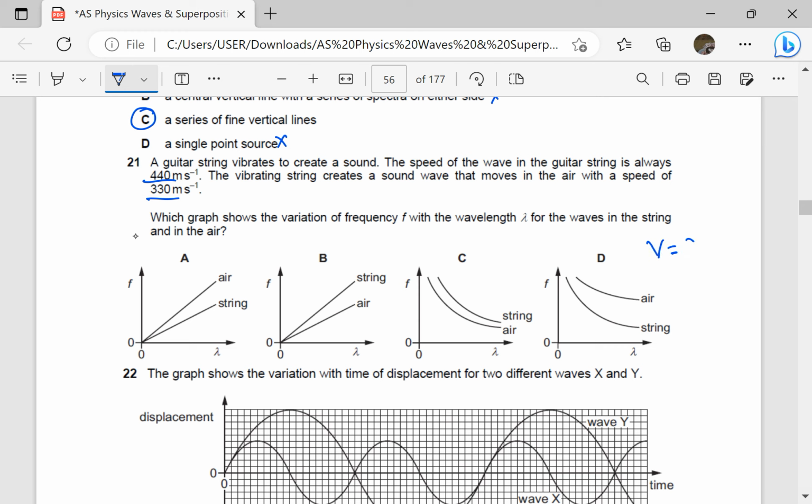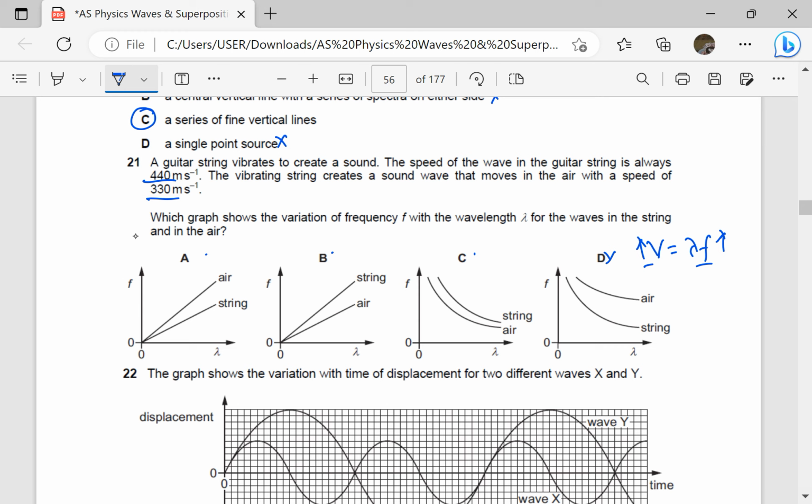And we know that v is equal to lambda times f. So the one with the higher speed will always have a higher frequency. Therefore, the graph for the string will always be above that of air. So we ignore D, because D is showing the graph of air above that of the string, yet v is directly proportional to frequency for the same wavelength. So we remain with C, then B, then A.